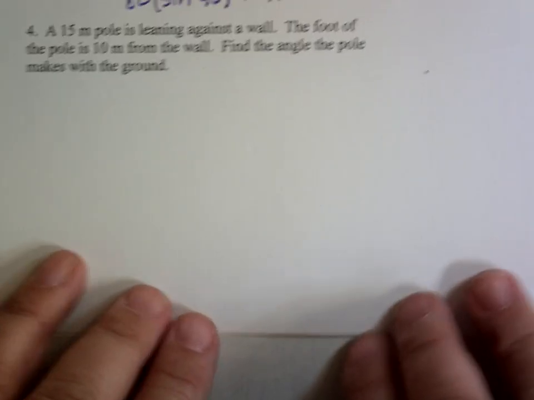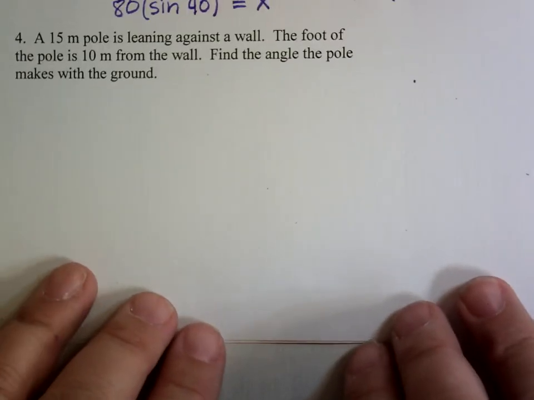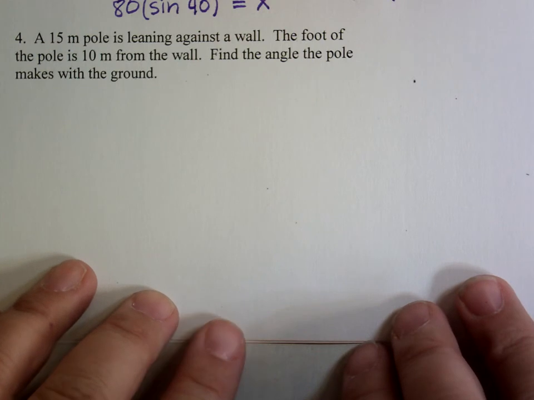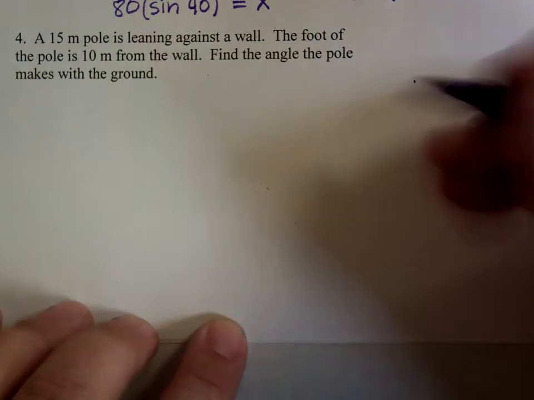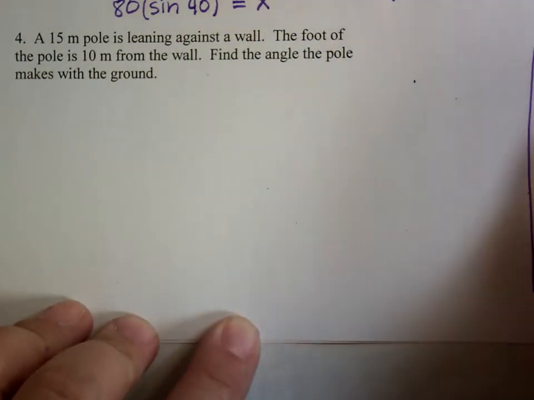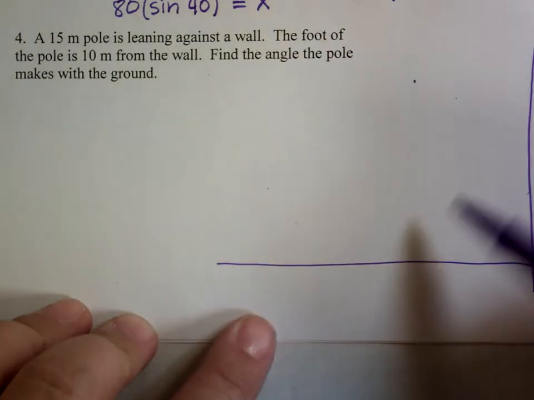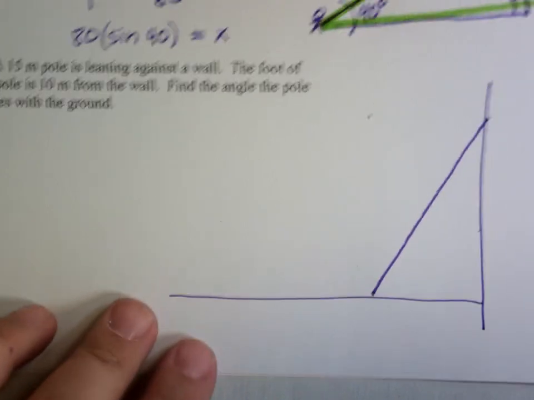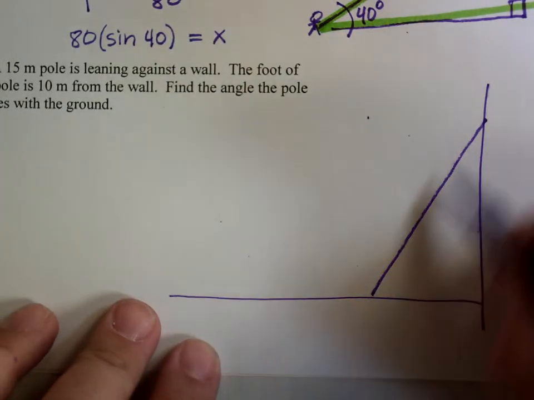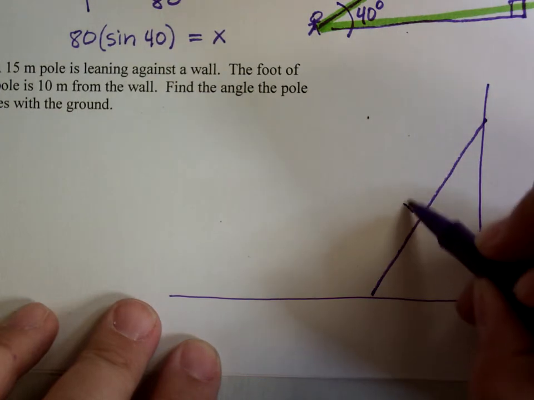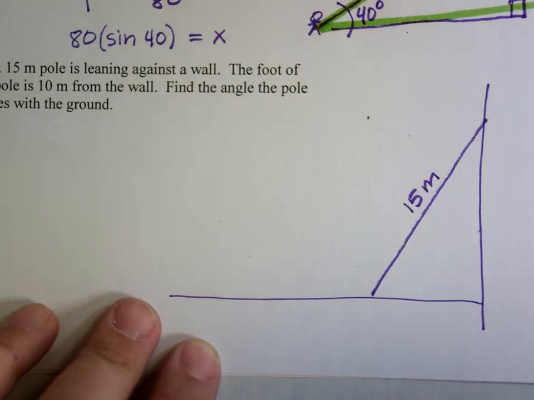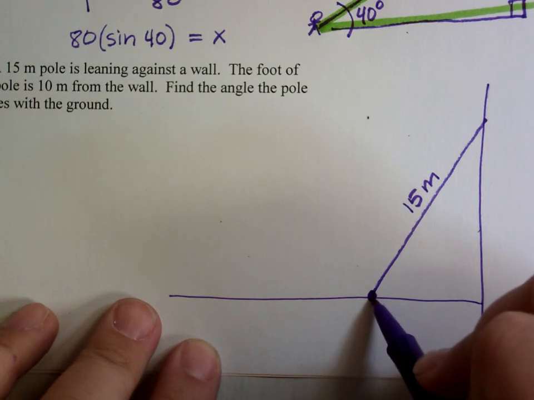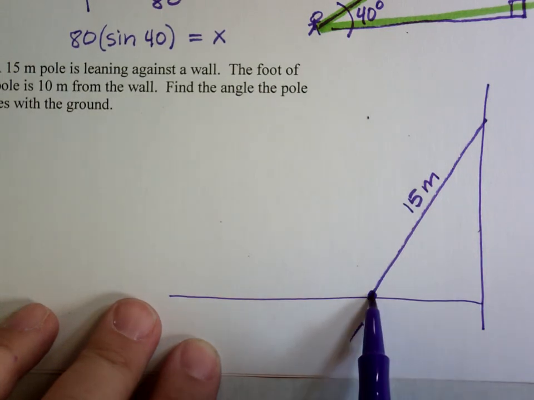Okay, here's another one in which my diagonal isn't necessarily a line of sight. It says a 15-meter pole is leaning against a wall. The foot of the pole is 10 meters from the wall. So I'm going to draw my wall. Here's the ground. A pole is leaning against the wall. Then I think about where these things are. The length of the pole. This is the pole. So if it's 15 meters long, there it is. The foot of the pole, that's down here, is 10 meters from the wall. So that means from here to here is 10 meters.